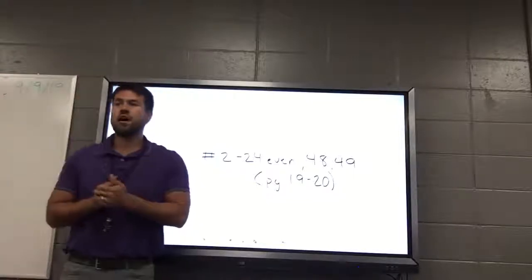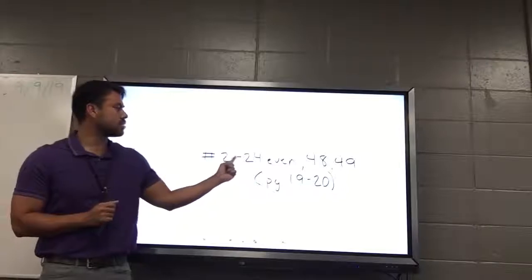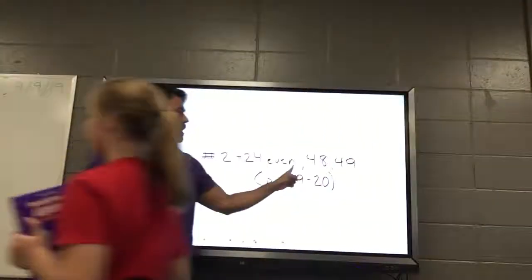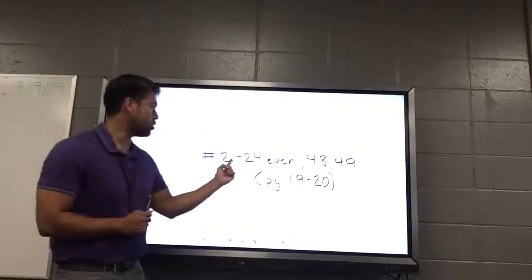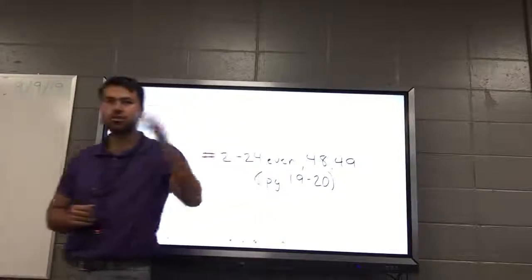Listen up, just a little helpful reminder of how the homework is written up here. Some of you get it, some of you don't. This little symbol right here, this dash, 2 through 24 even. A comma means and. So 2 through 24 even and 48 and 49. Just so you guys are aware.